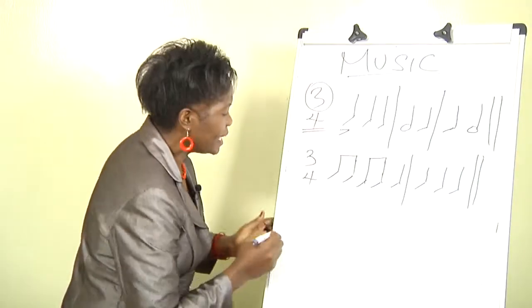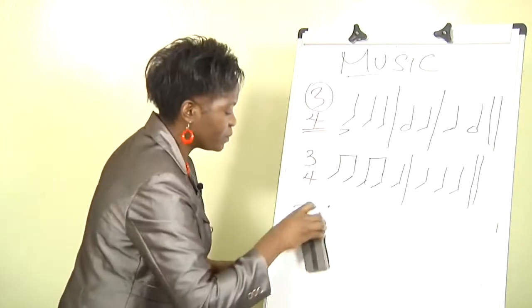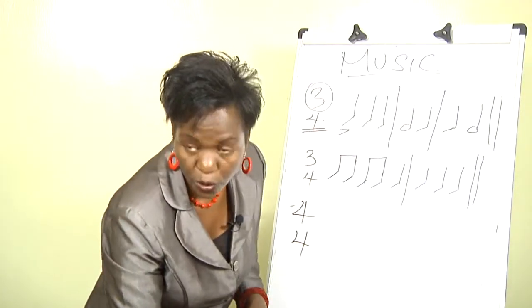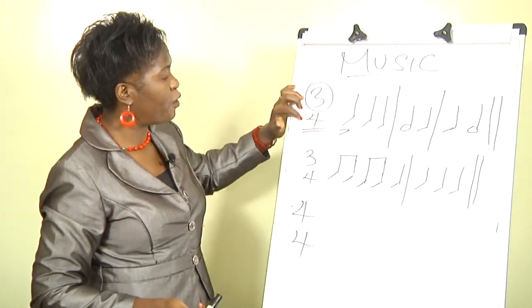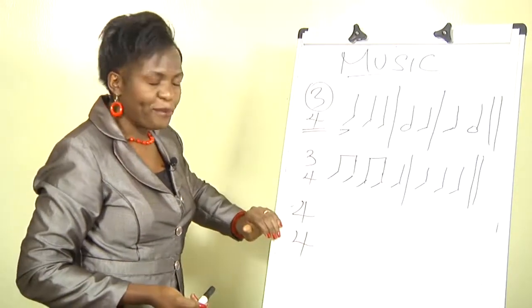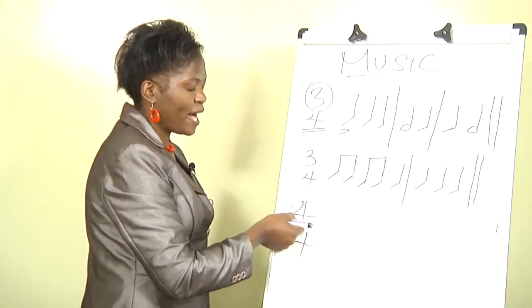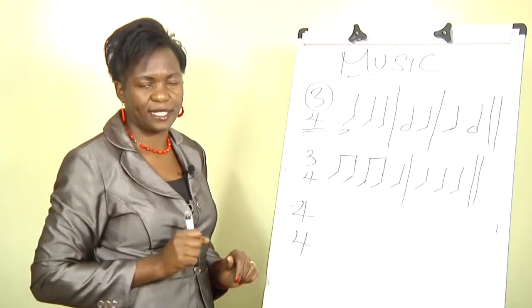Lastly, I want us to look at 4/4. In 4/4, just like we said 3/4 and 2/4, we are going to look at the main beat being still a crotchet. And we are having now in every bar 4 crotchet beats.